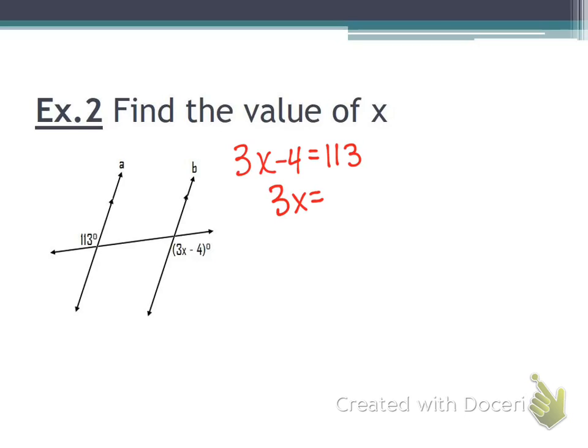Adding 4 to each side, and then dividing by 3, we get x equals 39. Okay, and that's all they wanted, so we're done with that one. Questions, concerns? Moving on.